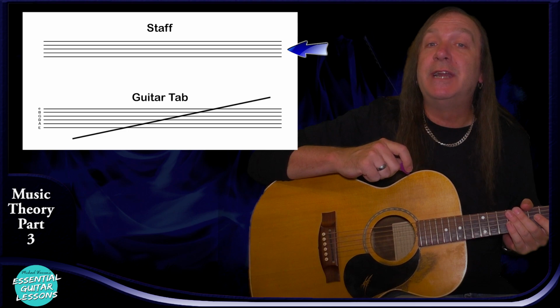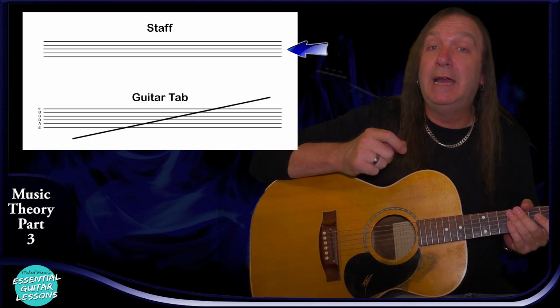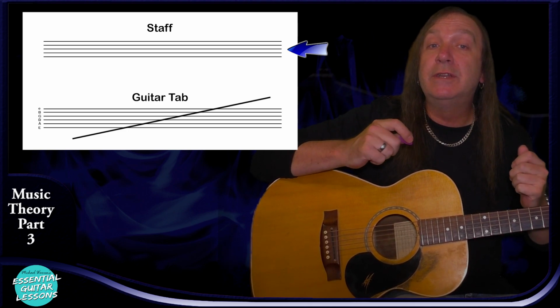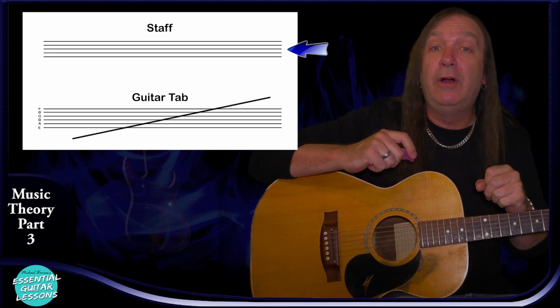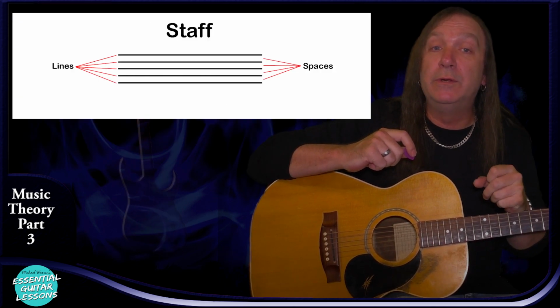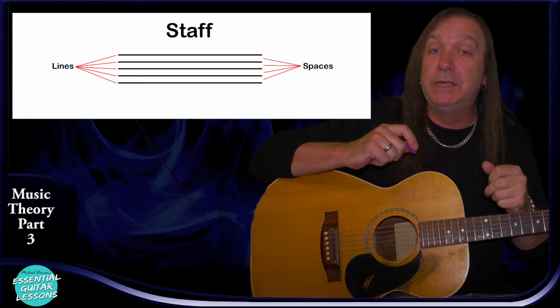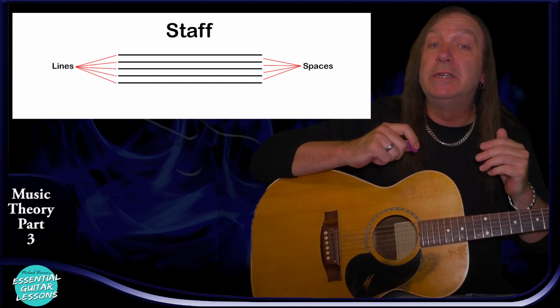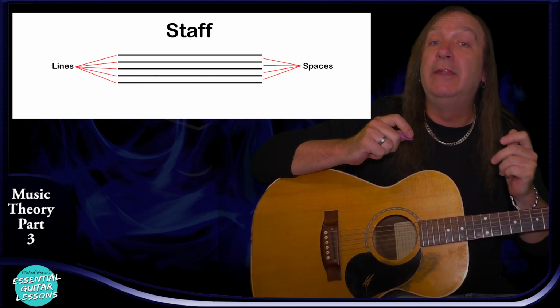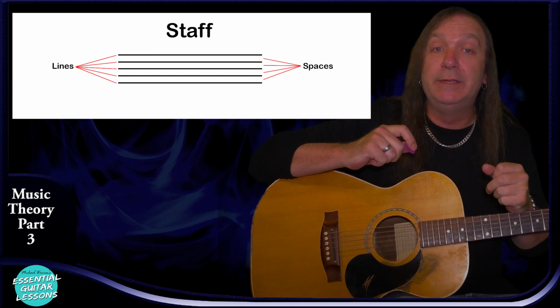So let's start with the staff, and this is where we place the notes and other symbols. Now if you've used guitar tab, the staff is nothing like it. We have 5 lines and 4 spaces. It's not the strings of the guitar, and we're using the spaces and the lines, unlike tab where we're just using the lines. Now we read music from left to right, top to bottom, like you would a book.